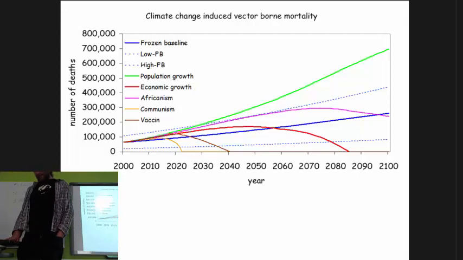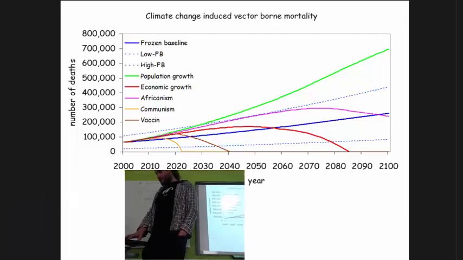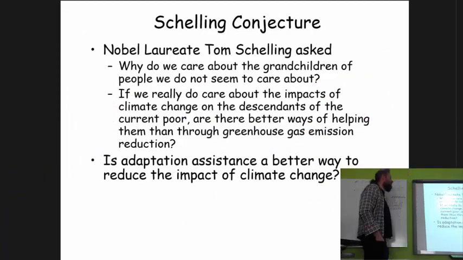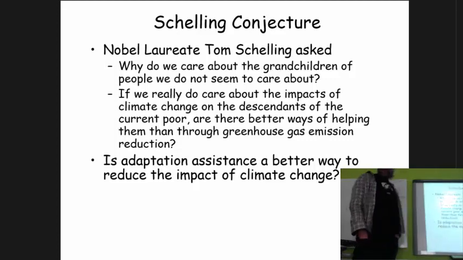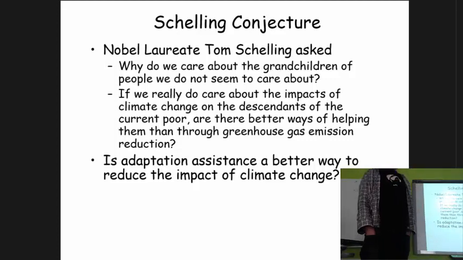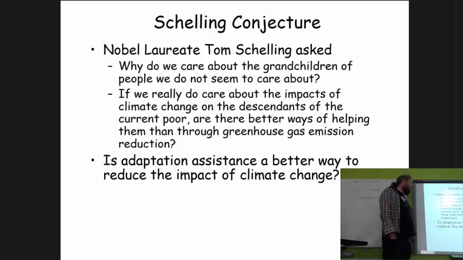So what do we learn from this, right? Why do I spend so much time talking about one particular aspect of the impacts of climate change? One, because I think it illustrates what is going on there, but also it leads us to the policy implications, the Schelling conjecture. Tom Schelling is a recent Nobel laureate in economics, mostly for his work in game theory, but he's also dabbled in climate change, and despite his status, he's actually a very naughty man.